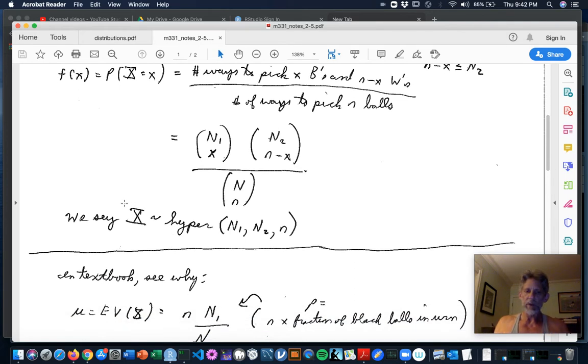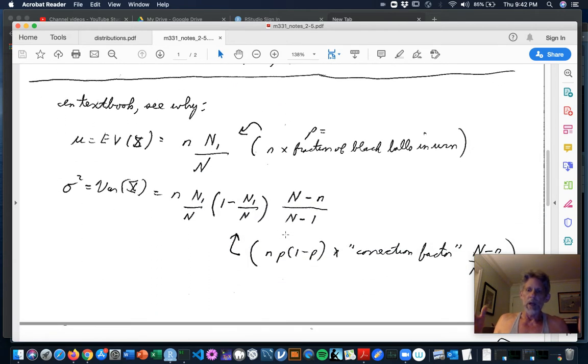So a random variable that has this distribution is said to be of the hypergeometric family, hyper for short. The numbers that determine it are the number of black balls in the urn, n1, the number of white balls in the urn, n2, and the number little n of balls you're going to draw at random without replacement.